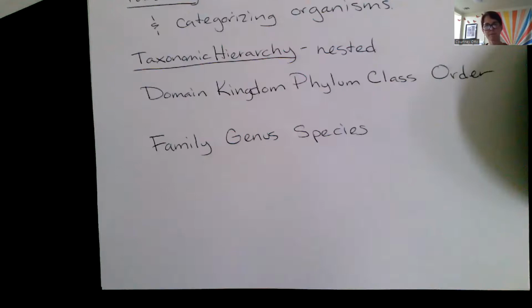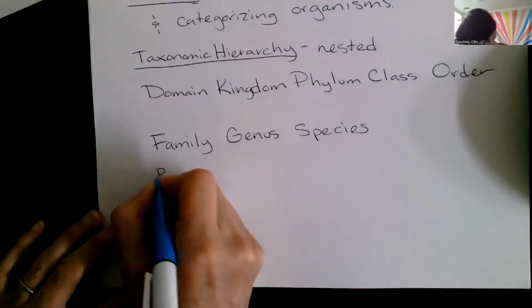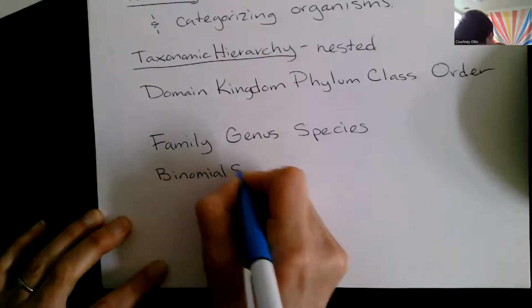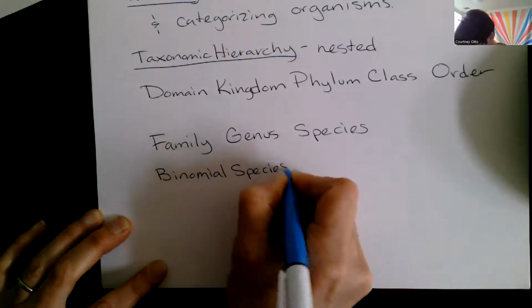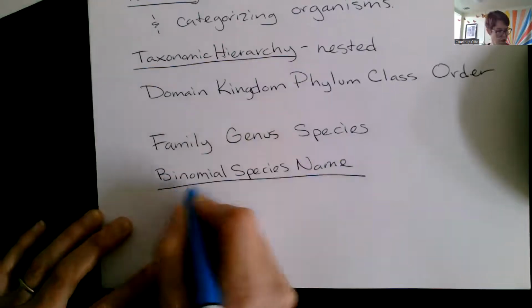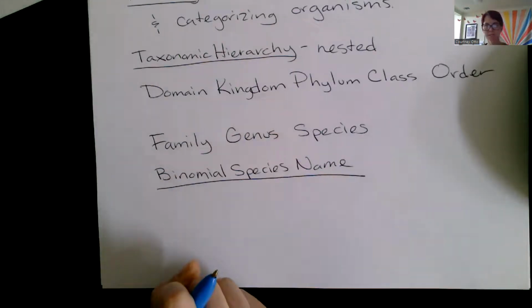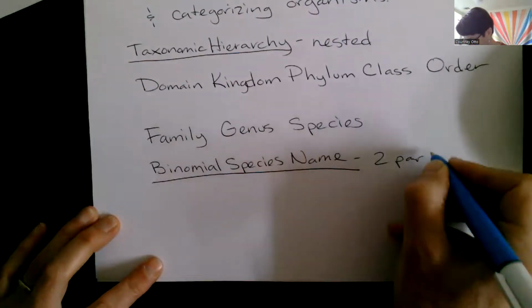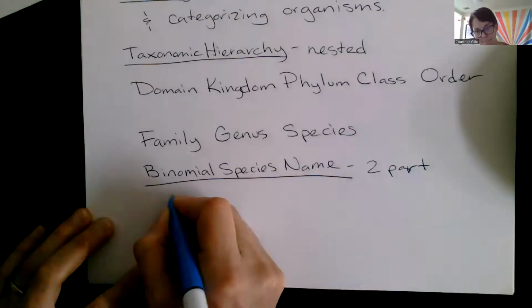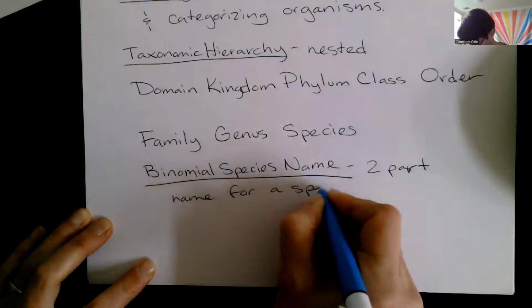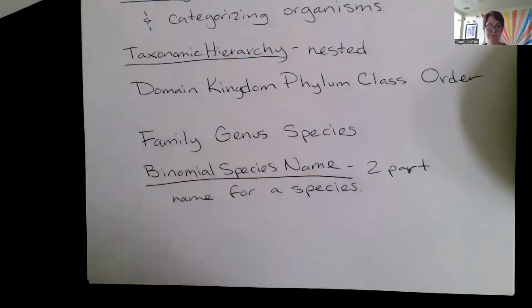Species names are going to be binomial. If we look at this, bi means two, nomial means name, right? This just means that we're going to have a two-part name for species. And there's rules about how we write them and how they look.